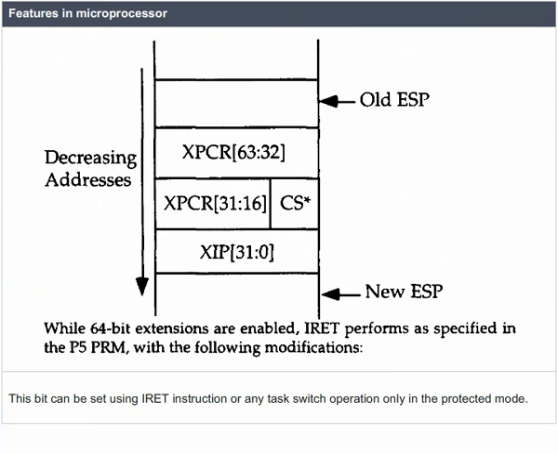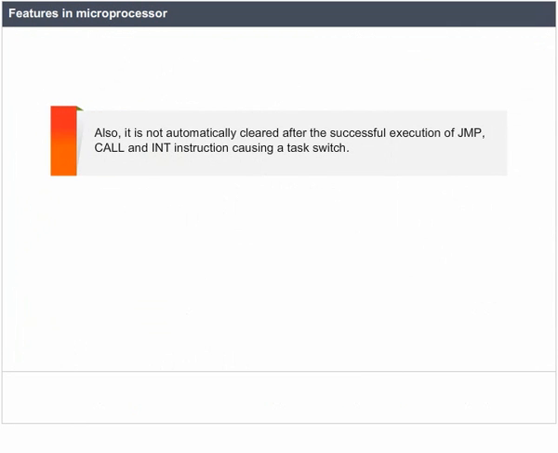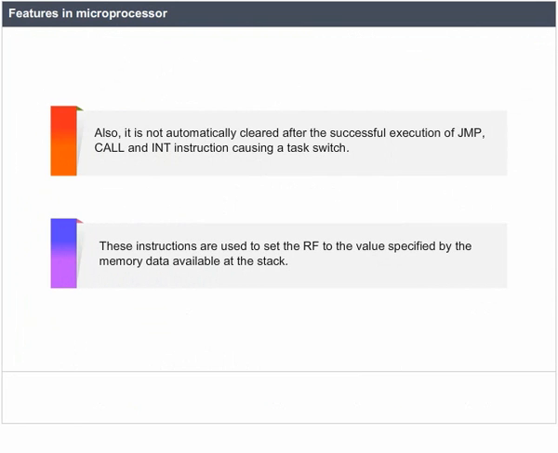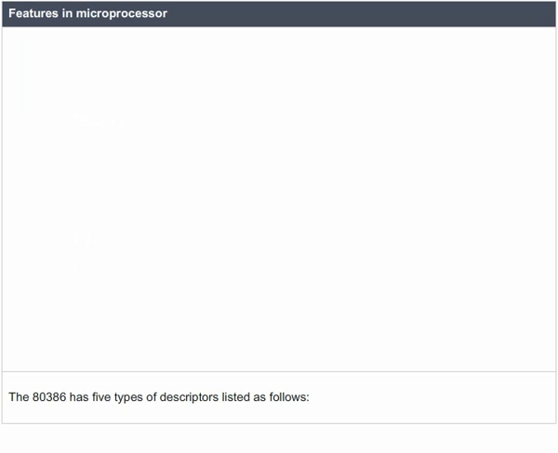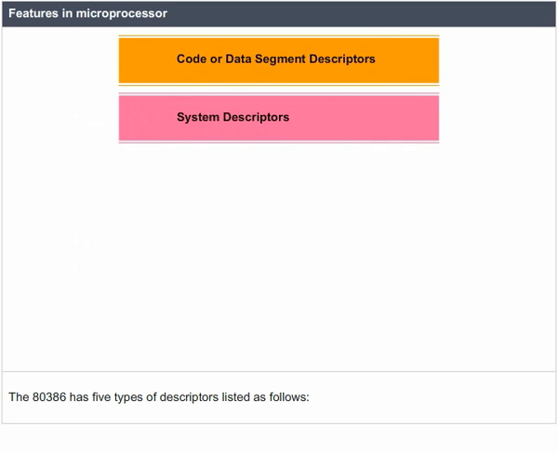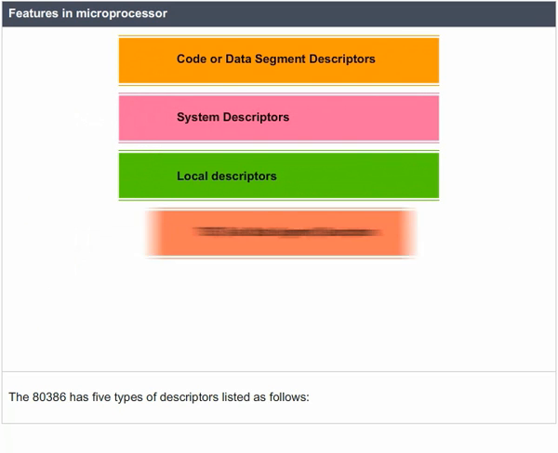Also, it is not automatically cleared after the successful execution of JMP, CALL, and INT instructions causing a task switch. These instructions are used to set the RF to the value specified by the memory data available at the stack. The 80386 has 5 types of descriptors listed as follows: code or data segment descriptors, system descriptors, local descriptors, TSS (task state segment) descriptors, and gate descriptors.